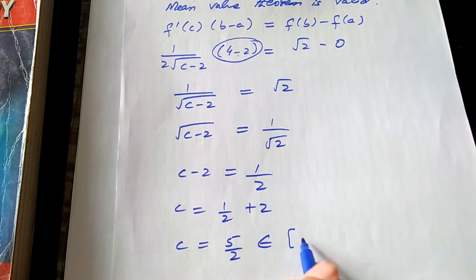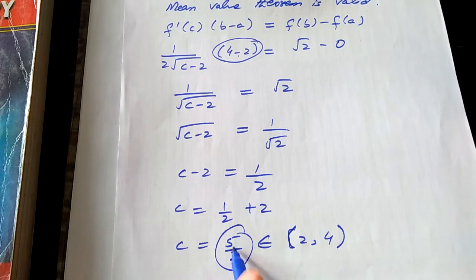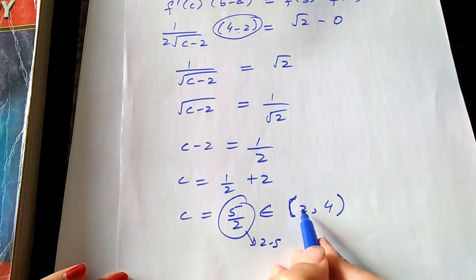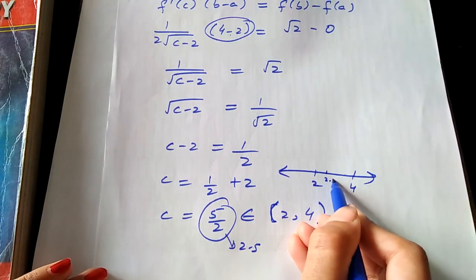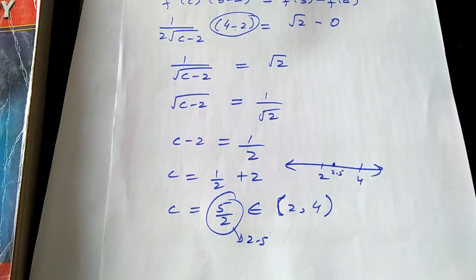And that belongs to the open interval 2 to 4. Because 5 divided by 2 will become 2.5. So you see that in this interval 2 to 4, 2.5 is lying here. So this 2.5 belongs to this interval. So this is the value of c.